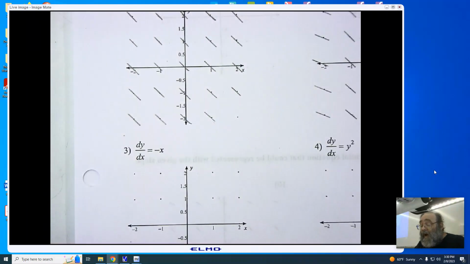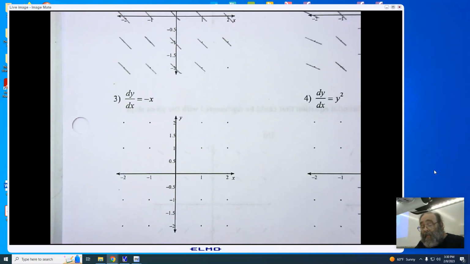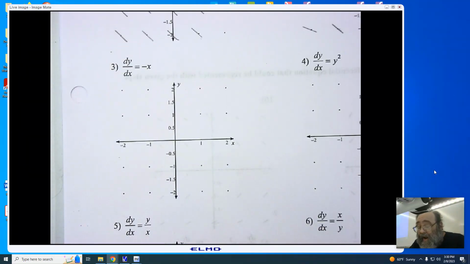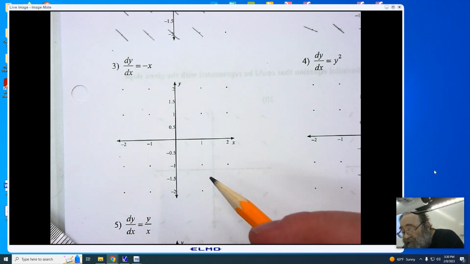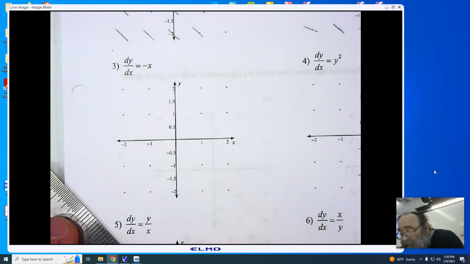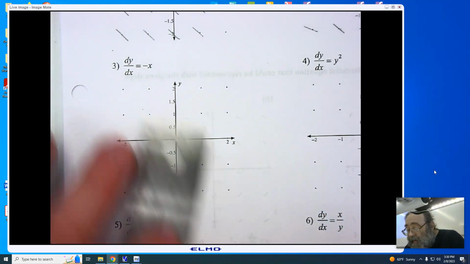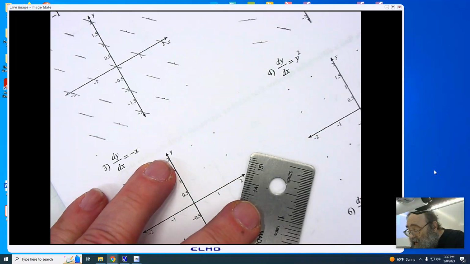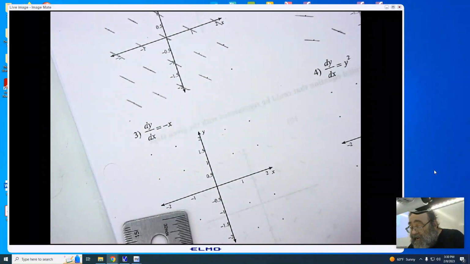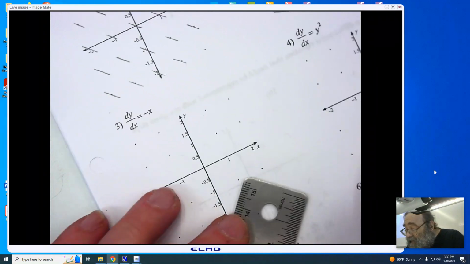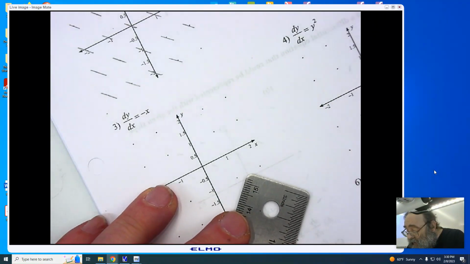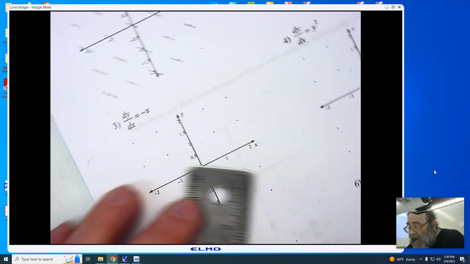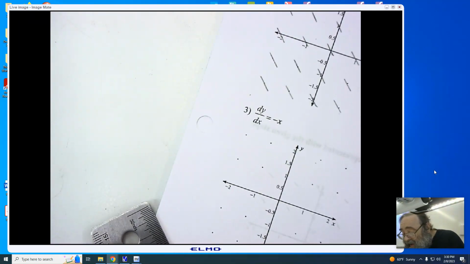Let's take a look at number 5, where we start to see something a little bit different. So if I have a negative 1 for my x, and I have a positive 1 for y, I have a negative 1 slope. If I have a positive 1 and a positive 1, I have a positive 1 slope. If I have a negative and a negative, I still have a positive 1 slope. And a negative with a positive is a negative 1 slope.